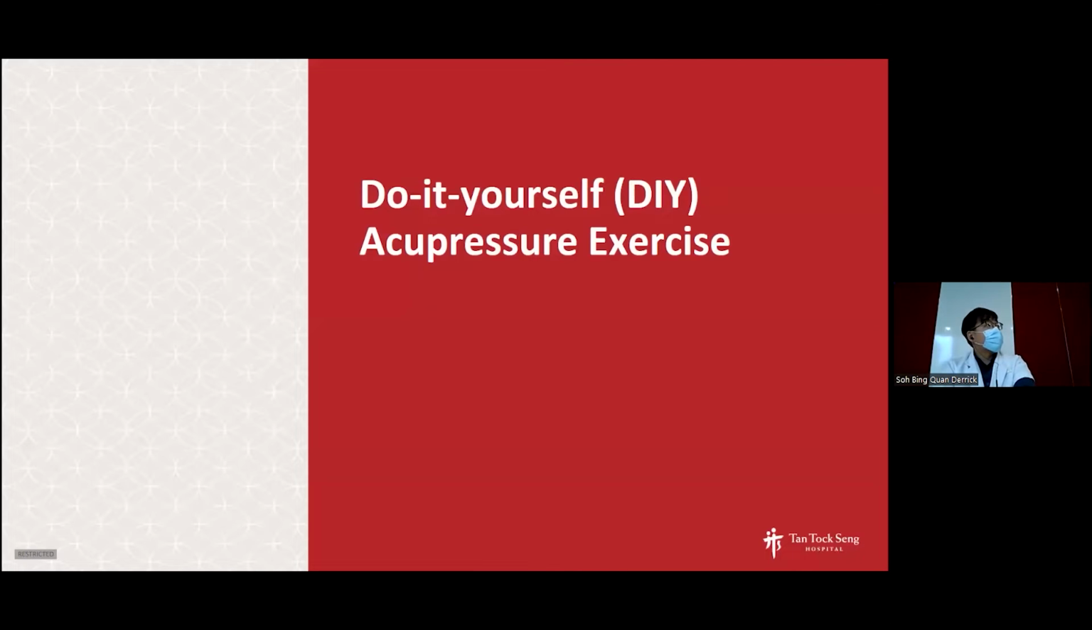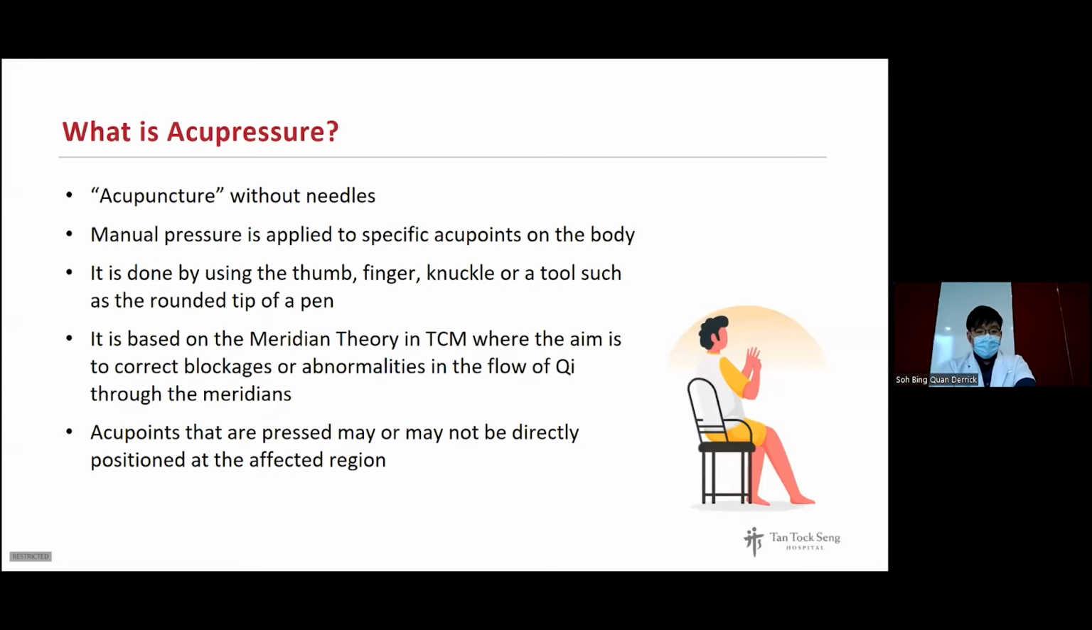Okay, so now we'll go into the main part of the section, do-it-yourself acupressure exercises. So what is acupressure? Acupressure is basically doing your own acupuncture without needles. So you use your hands or some tools, then you press onto specific acupuncture points on the body to help relieve tension and pain. The aim is the same as acupuncture, mainly to clear the blockage or any abnormalities in the flow of the qi in the meridians.